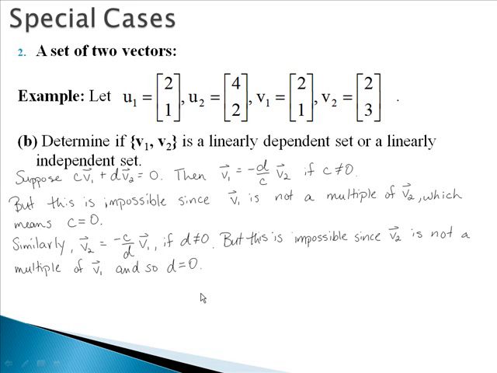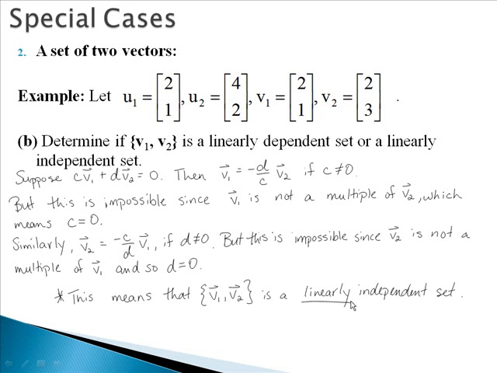So then what we've just shown is that for this linear dependence relation to exist between v1 and v2, c had to be 0 and d had to be 0, which means we have only the trivial solution. Since we have only the trivial solution, this means that the set containing my two vectors v1 and v2 is a linearly independent set.